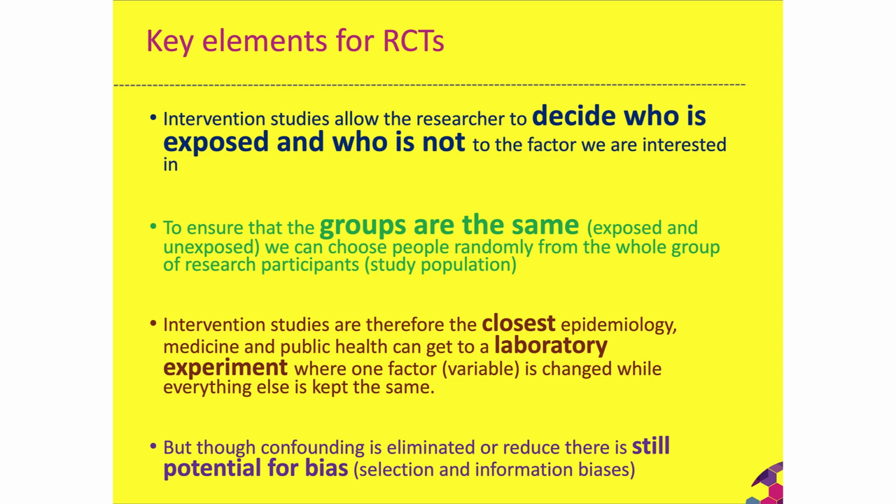Now, both confounding and bias will be there to some extent, but compared to the other types of studies we've discussed previously, ecological studies, cross-sectional studies, cohort studies, and case control studies, randomized controlled trials have much lower levels of confounding and bias if done correctly and well.